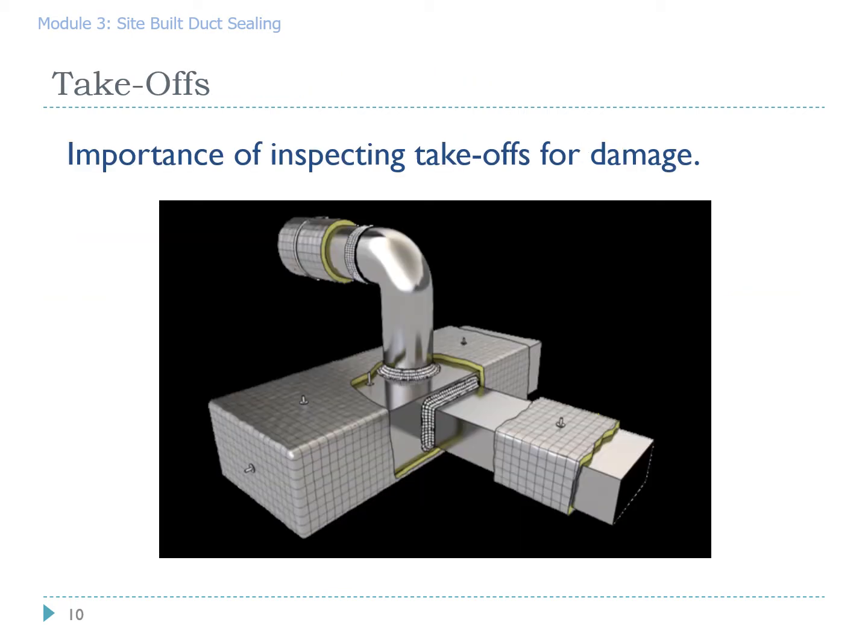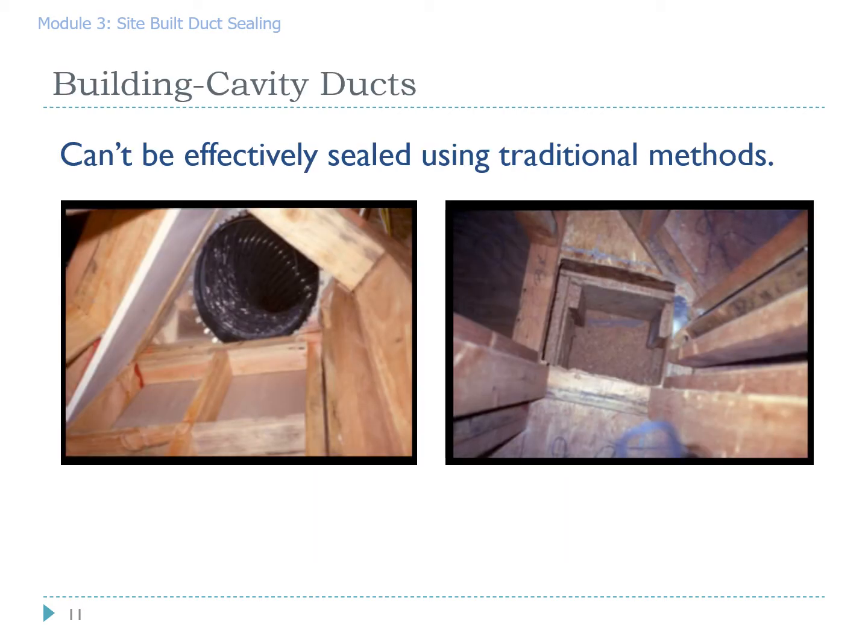Takeoffs are simply duct fittings that take off a plenum or a return duct. In any case, they can be leaky, and not only can they be leaky due to poor workmanship, but they also see high pressure in most cases. They are critically important to inspect and seal. Building cavity ducts are used to convey air. However, rather than using flex duct or sheet metal, they use building cavities. Usually these are leaky, they are very hard to seal, and the program at your discretion does not require that you seal building cavities used as ductwork.